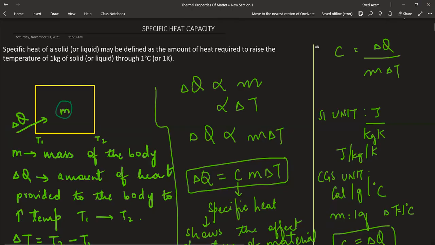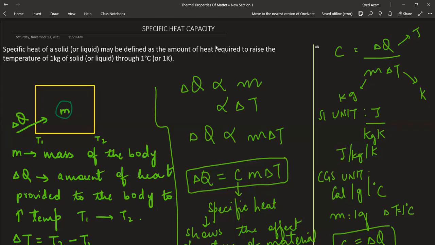And now if you see from this formula, delta Q is in joules, mass is in kg, change in temperature is in Kelvin. So SI unit will be joules per kg per Kelvin. CGS unit would be calorie per gram per degree Celsius. All right.